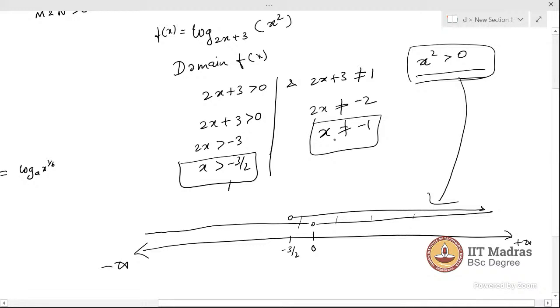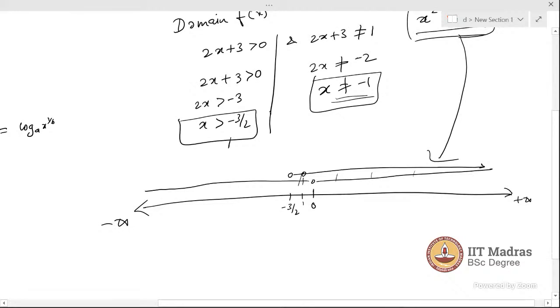Now it also says that x cannot be -1. So that means our -1 was somewhere here, and -1 also cannot be included in this. Rest all will be there. So now what will be the domain from this? We get -3/2 to infinity except -1.